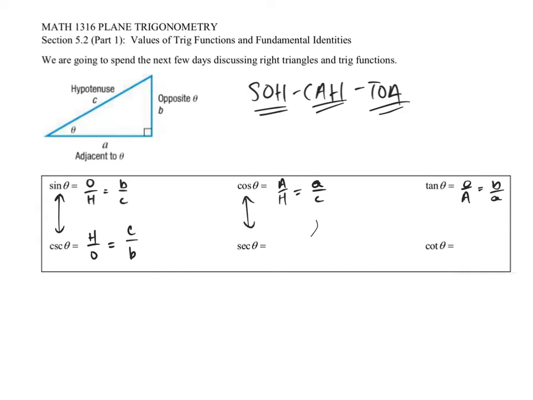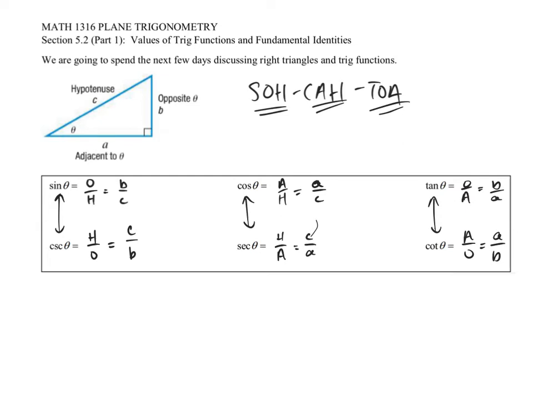Cosine and secant are reciprocals of each other. And so if cosine is A over H, that means that secant is going to be H over A. And in our triangle, that means that it will be C divided by A. And then tangent and cotangent are reciprocals of each other. So if tangent is O over A, then that means cotangent is going to be A over O, or in this case of our triangle, A divided by B.